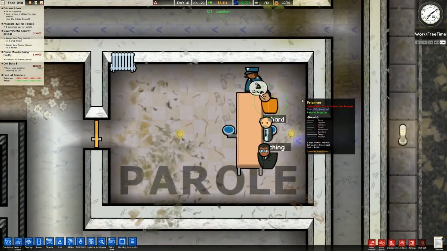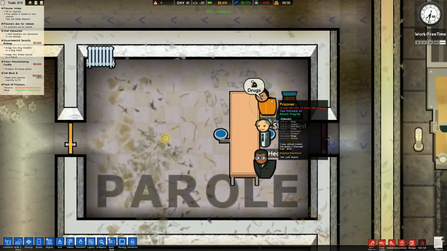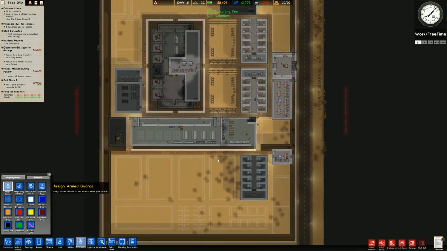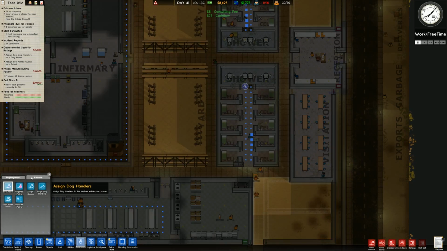I would like to have it. Apparently they're sitting on that side. Peer review, I think. Yep, that's peer review. Don't know who they're reviewing, but there you are. Let's go to deployment, assign guards, and we currently have patrols.